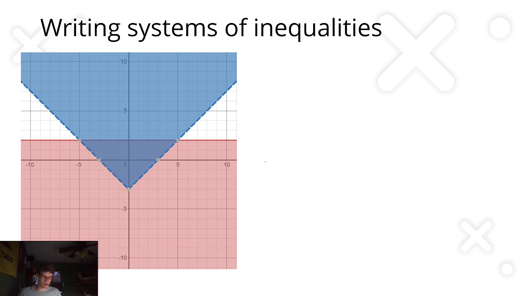All right, writing systems of inequalities, but it involves an absolute value. Okay, remember absolute value? So if it's above the absolute value, it means we have a greater than or equal to, okay? And remember it's a dotted line, so we actually don't have the equal to in here.